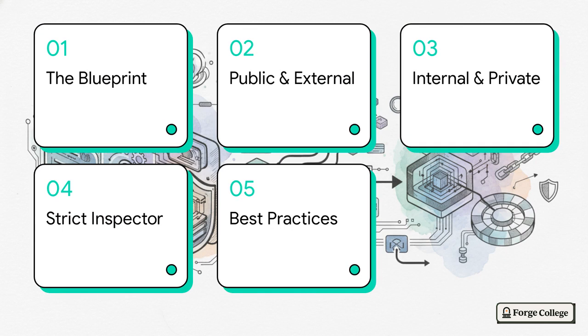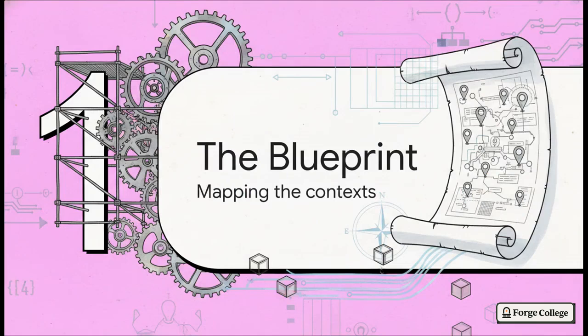So, here's our official blueprint for today. 1. The visibility blueprint. 2. Public and external access. 3. Internal and private gears. 4. The strict compiler inspector. And 5. Engineering best practices.